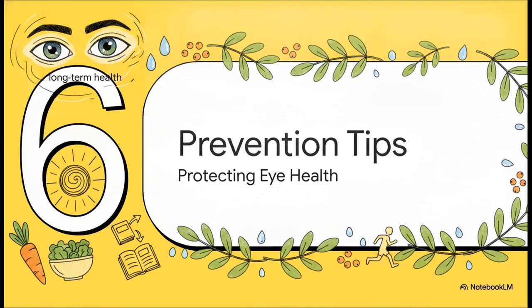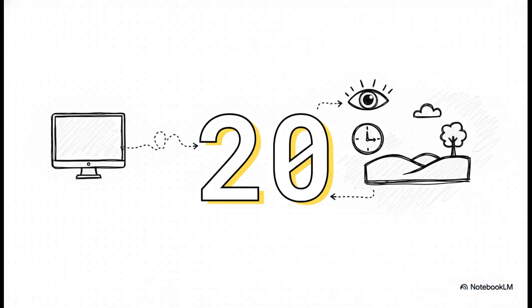Prevention and precautions. Here are some actionable lifestyle changes to protect your long-term eye health. Okay, here is a golden rule for fighting screen fatigue, the 20-20-20 rule. It's super simple. Every 20 minutes you spend staring at a screen or doing close-up work, take just 20 seconds to look at something at least 20 feet away. This tiny little habit relaxes the focusing muscles inside your eyes and gives them a much-needed break. It's a total game changer.